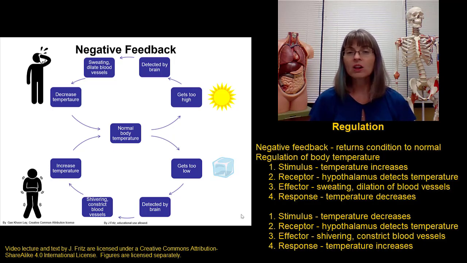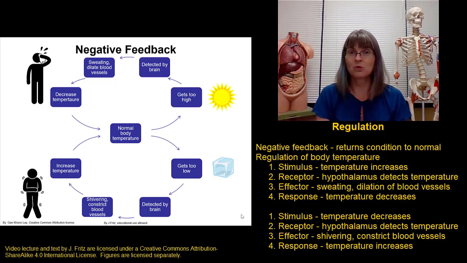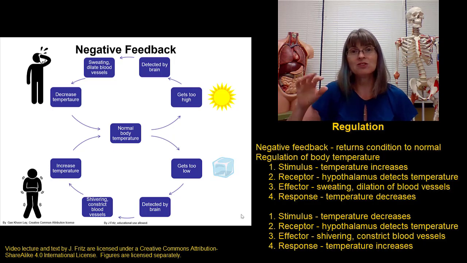Negative feedback is all about returning the situation to normal. Every time you get out of range, negative feedback brings it back to the normal range again. Most homeostasis in the body is regulated by the process of negative feedback. Anytime something gets out of range, we have mechanisms that bring it back to normal.